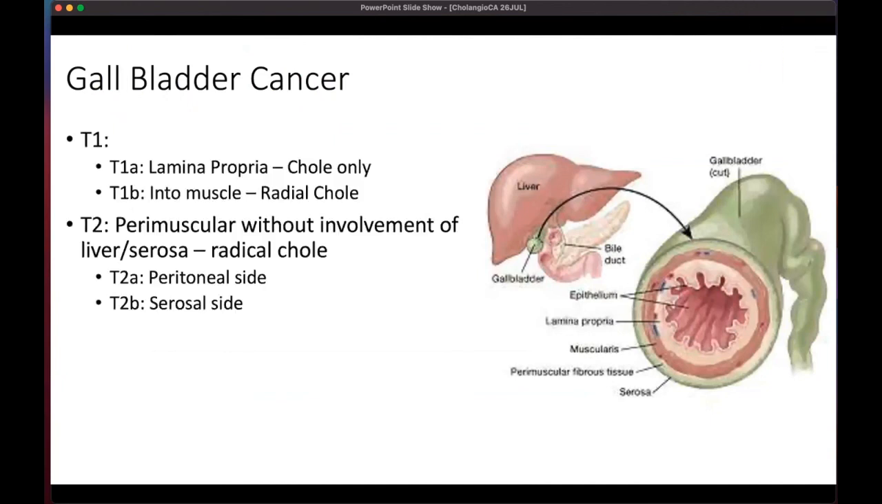So it's all based on the T stage. This is just a preview then. So if it gets into the perimuscular tissue, it's a T2. If it gets past the lamina propria, it's a T1B, and that's kind of where we draw the line. Once it gets into the muscle, past the lamina propria, then we're worried about metastatic disease. So we do a radical chole with lymph node dissection.